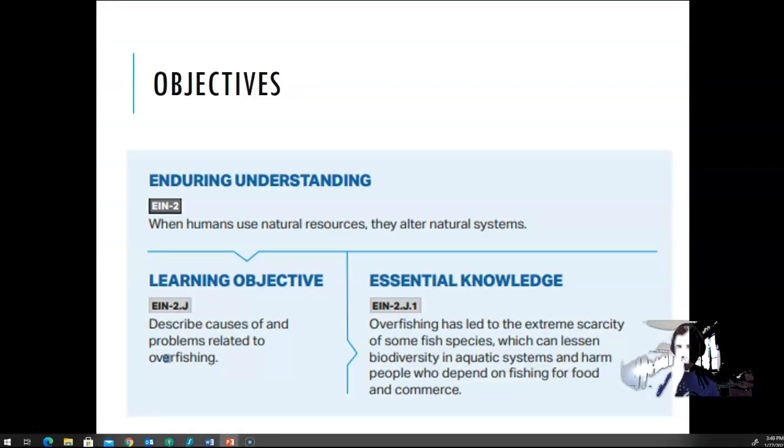So the objectives for today are to describe the causes of and problems related to overfishing. And the essential knowledge is that overfishing has led to the extreme scarcity of some fish species, which can lessen biodiversity in aquatic systems and harm people who depend on fishing for food and commerce.